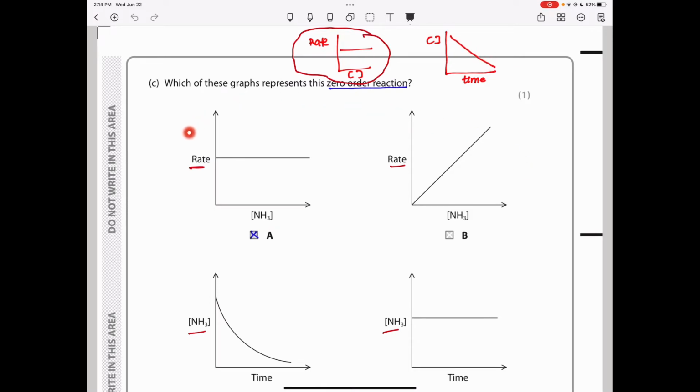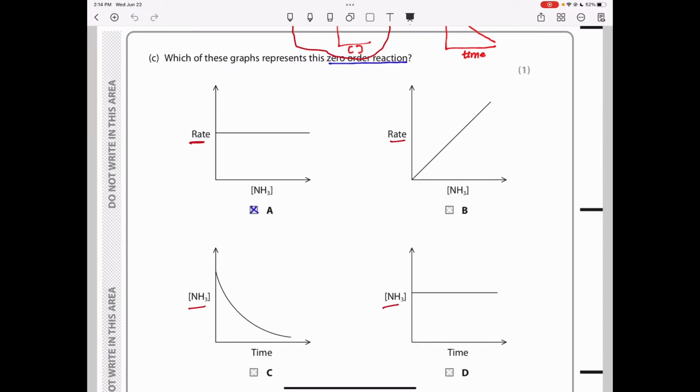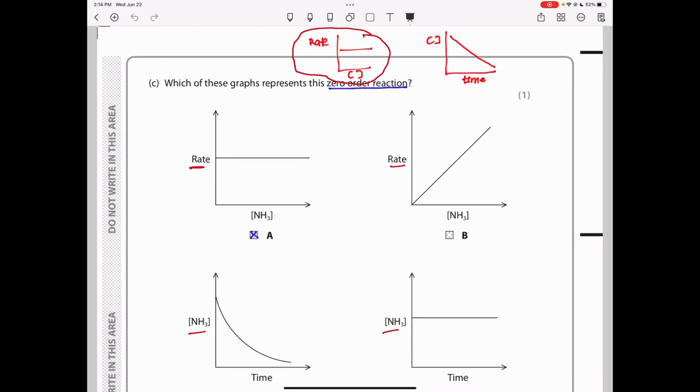We have to look through all the answers A, B, C and D and find out which one matches the ones we have to remember. Based on the data we have, the correct answer should be A. Remember from your textbook, there is a graph drawn like this, the rate over concentration. When you talk about zero order, this is going to be first order, and this could be second order.